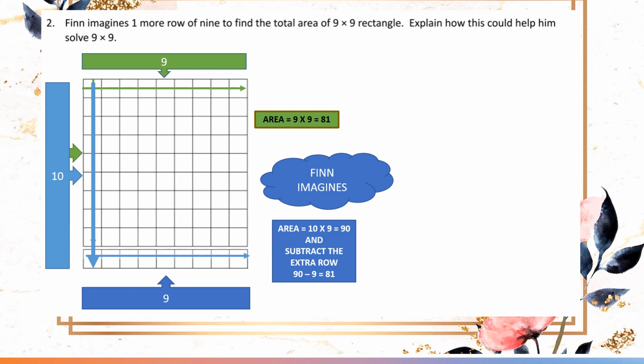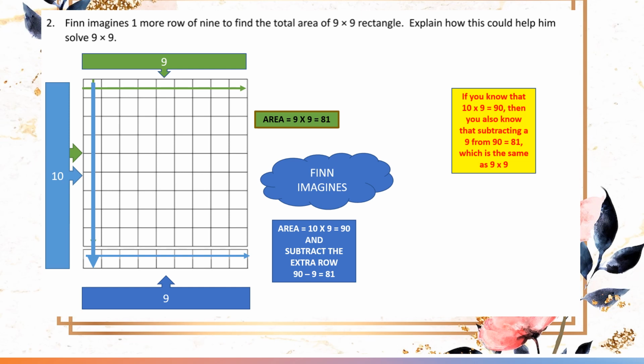And then what he would do is subtract that extra row, making it 90 minus 9 equals 81. Now, personally, that's a lot of work when all you would have to do is either count by nines or create a ratio table. But it's basically counting up to count back down.